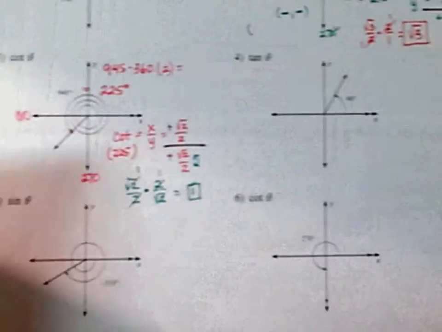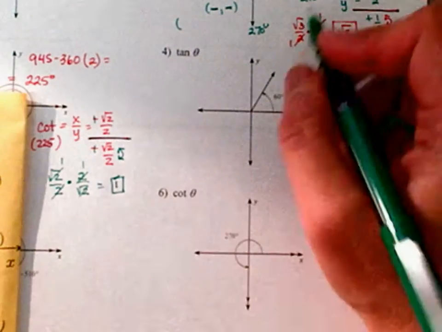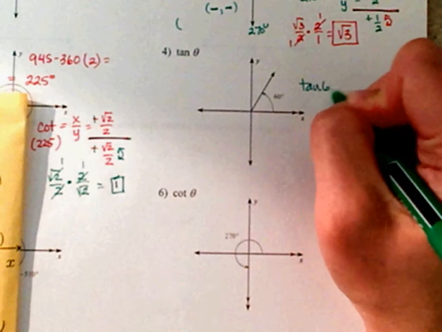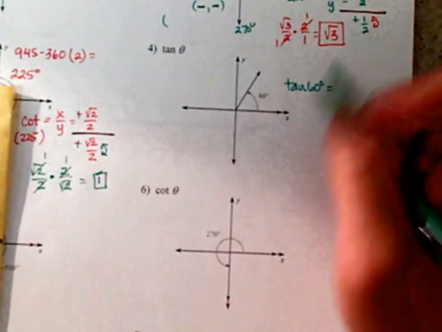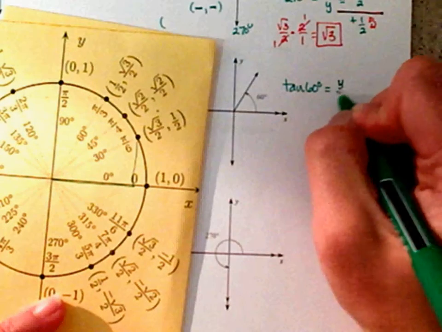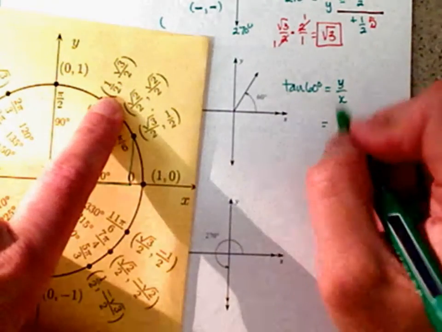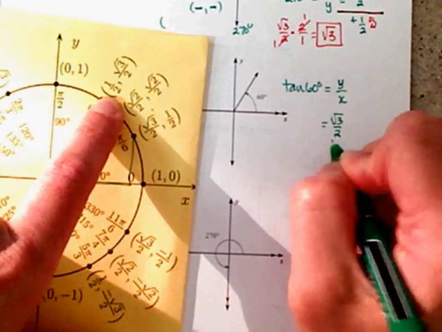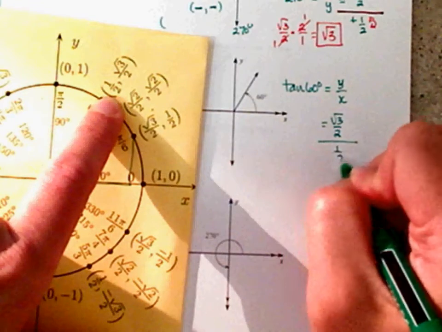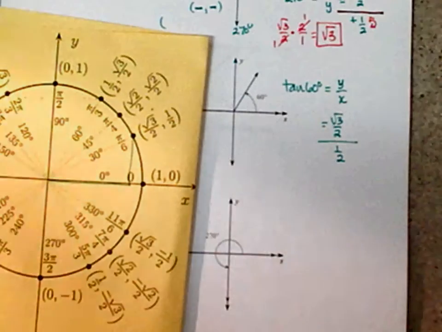Number 4, this time it gave you 60 degrees. All right, so you want tangent of 60 degrees. What's tangent of 60 degrees? Tangent is always your y over your x. So at 60 degrees, what is your y? Square root of 3 over 2 divided by 1/2. Okay? No decimals, please. All right, let's do our math.